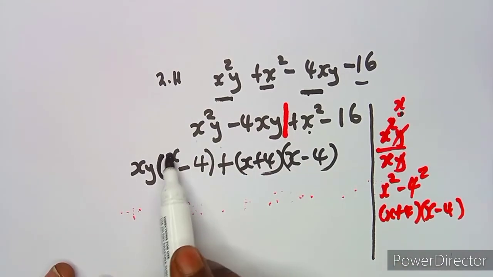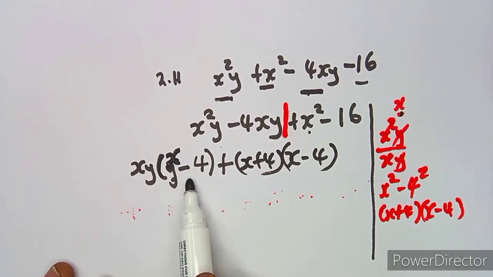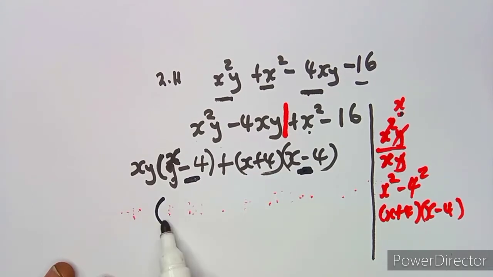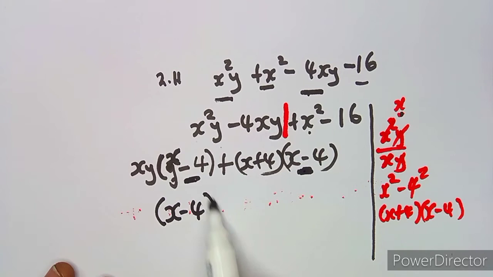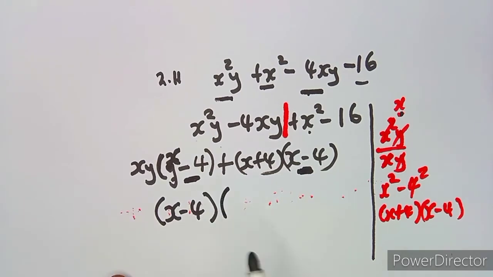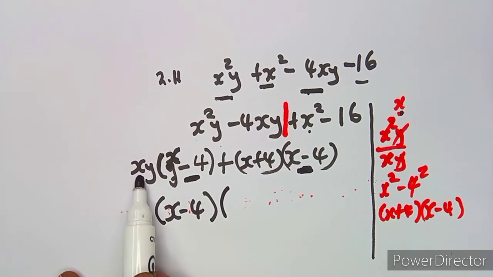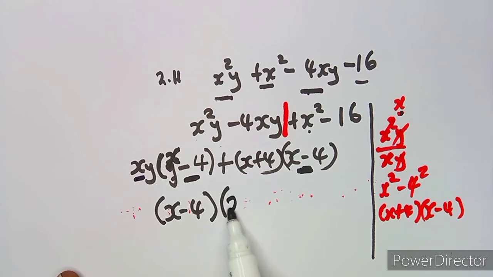Still, I'm supposed to factor out again, because this part here is common. As you can see, we've got x minus 4, which is common here. So we are going to factor out x minus 4, which is the common bracket. So what is going to be left if we factor out x minus 4? I want you to see something. Outside, we are going to be left with xy like this.